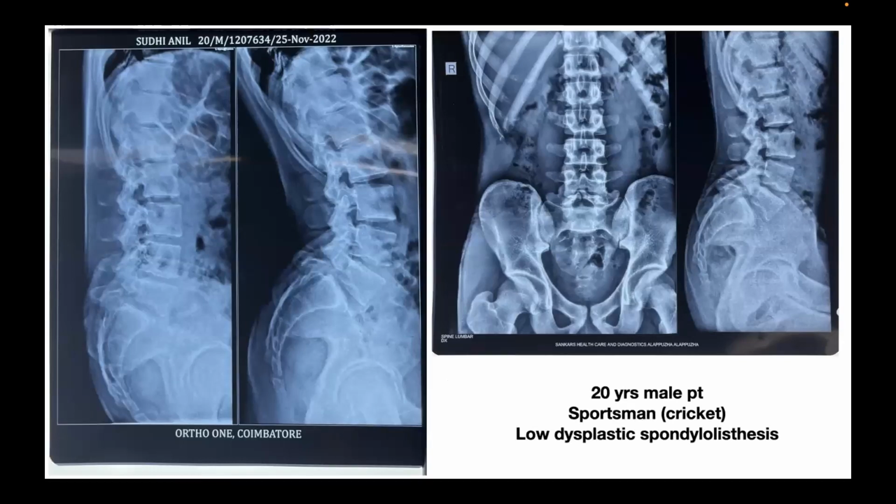Coming to the case report, this is a 20-year-old male patient who was an active sportsperson who had low-grade dysplastic spondylolisthesis. In the X-ray, you can clearly make out there is an L5-S1 listhesis with a break in the pars interarticularis, and in the AP view you can clearly make out there is a defect. There is a spina bifida occulta.